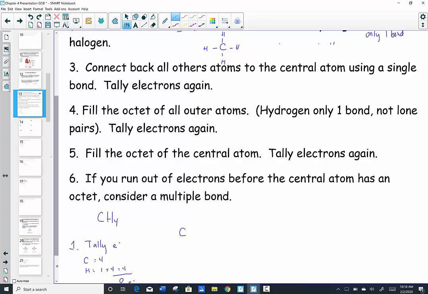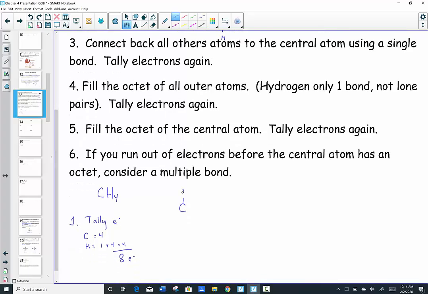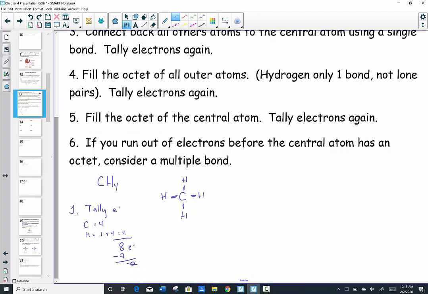Next thing I do is attach back all of the other atoms, which are all 4 hydrogens, to the central atom, and then retally. Remember, each shared pair is 2 electrons, so we used 1, 2, 3, 4, 5, 6, 7, 8. 8 electrons were done. Now what's nice is with this very first simple example, we drew a molecule that quite simply satisfied the octet. I ran out of electrons, all done.